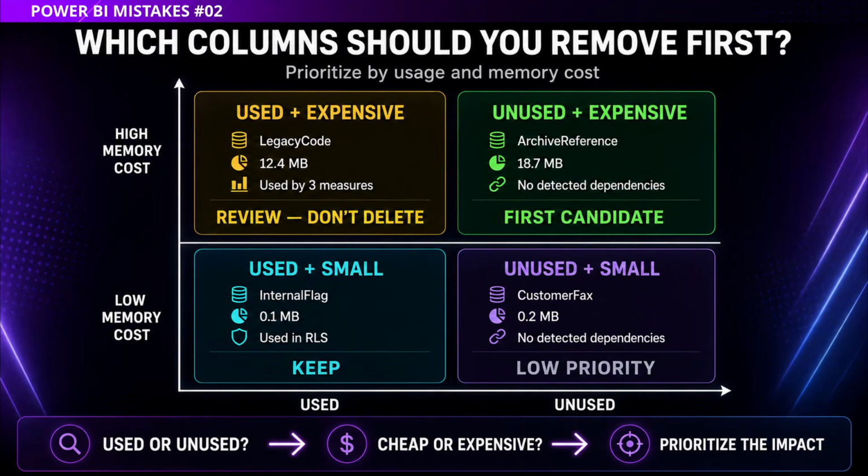Finding an unused column is only half of the decision. You also need to know how much it costs. A large unused high-cardinality column should be reviewed first. A small unused flag may be safe to remove, but it probably will not transform the model. And an expensive column that is still used is an optimization problem, not a deletion candidate.